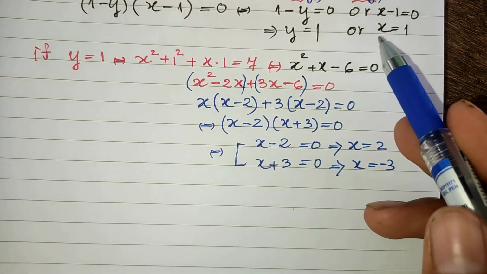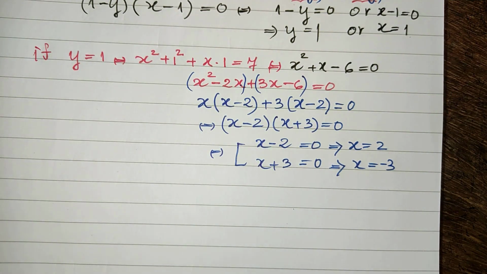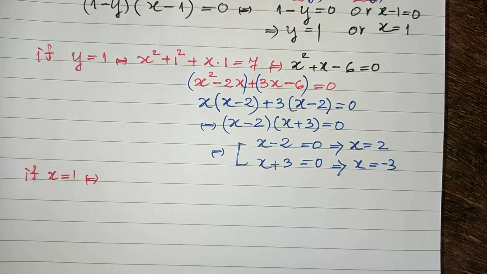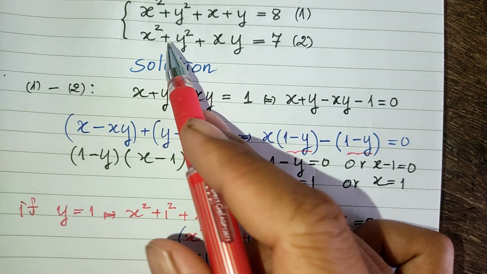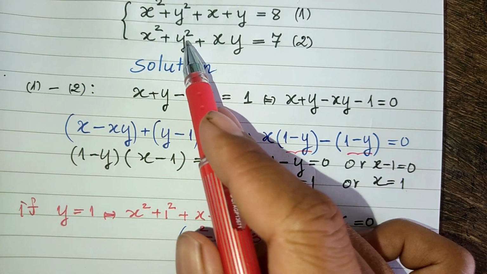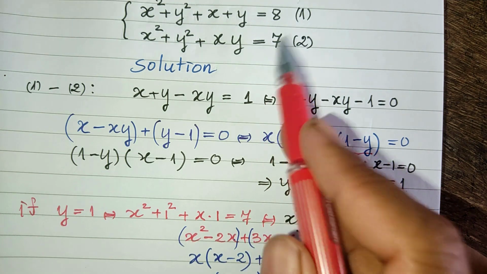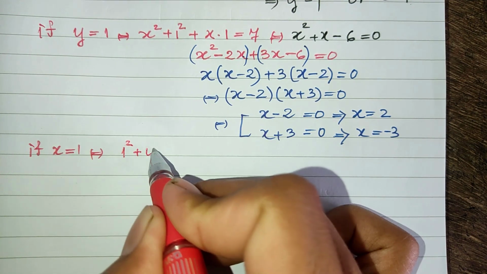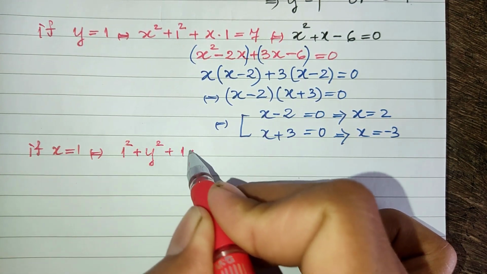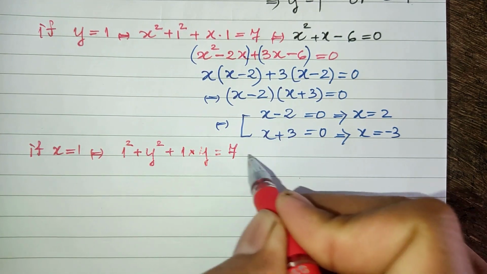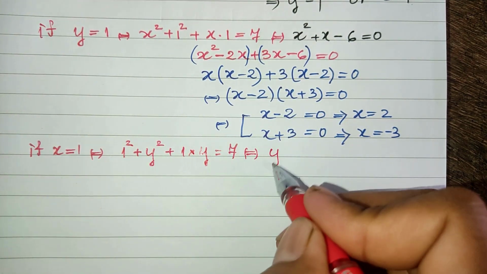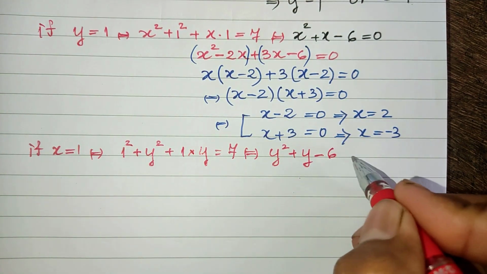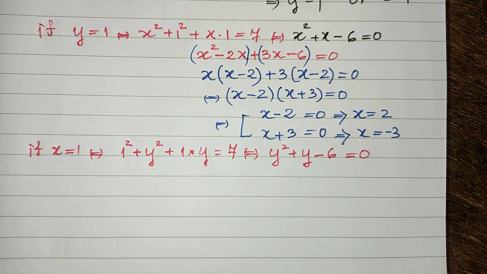And now for x equals 1, I take x equals 1 and replace it in this equation. We get 1 squared plus y squared plus y multiplied by 1 equals 7. Then we take y squared plus y, and we get minus 6 equals 0. And we'll do like before.